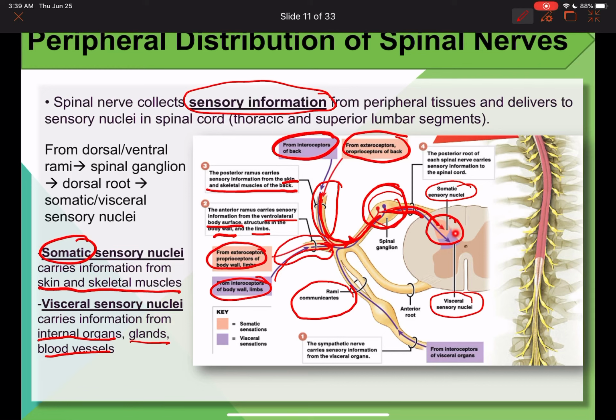Okay, so there's a couple of divisions here. Remember your posterior rami and anterior rami, spinal ganglion, posterior root, posterior horn, which is further divided into somatic sensory nuclei versus visceral sensory nuclei. This whole region here is called the sensory nuclei. All right.